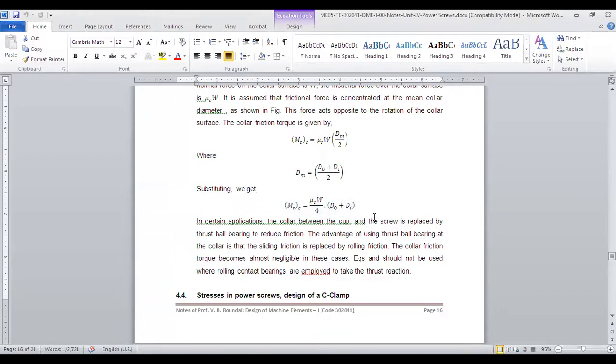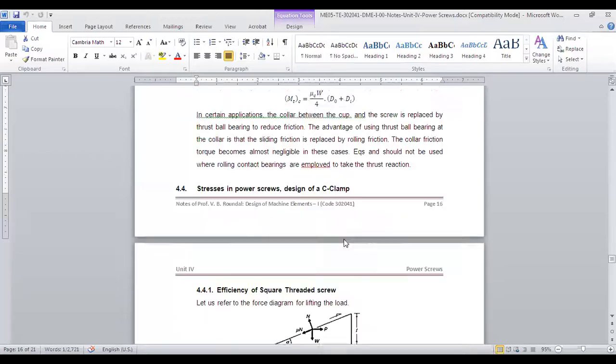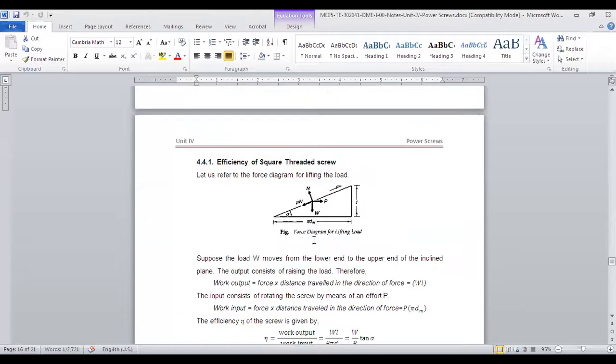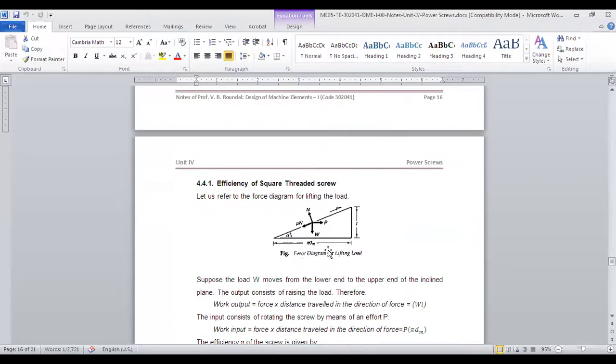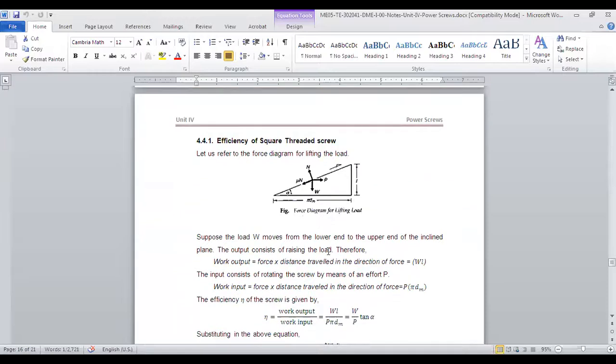Now we will see a numerical on this once today's conceptual or theoretical part is done. But before that, I would like to go through some efficiency of square threads. Okay, so the efficiency part I would like to go through.